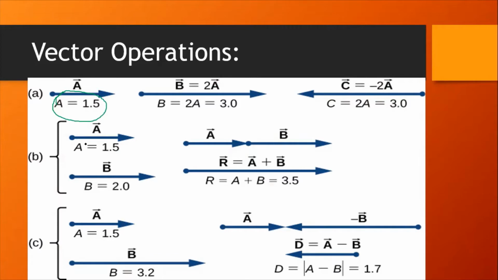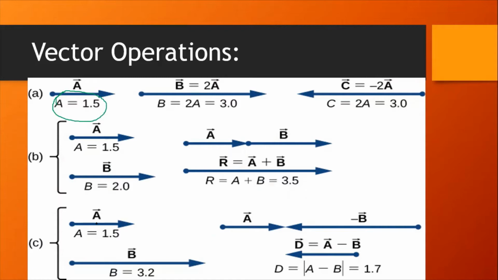What is happening next? Vector A is this, A equals 1.5. If this is vector A, then what will happen? Vector A plus vector B: when I join both of them, vector A is 1.5 and vector B has magnitude 2. What will happen when we add 2 plus 1.5? It will become 3.5. So vector R equals A plus B, and its direction is to the right hand side, because both have the same direction, so it is easily added.